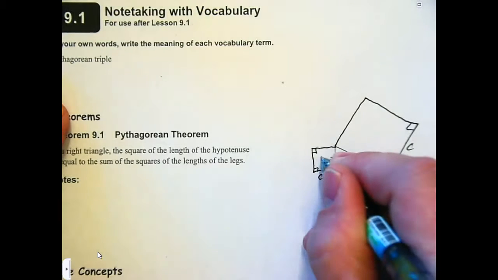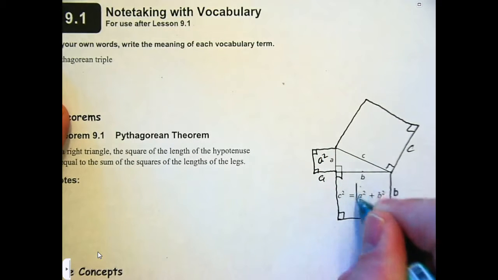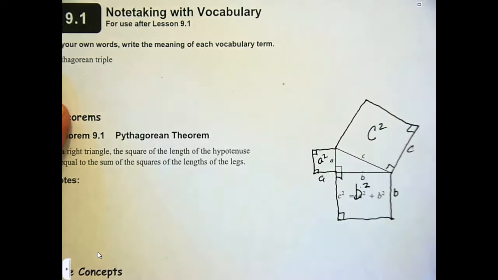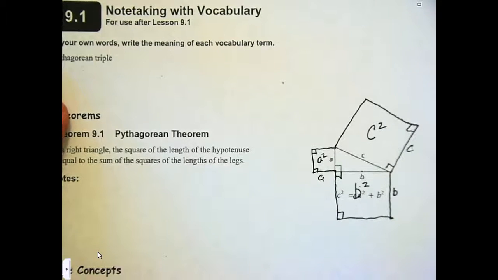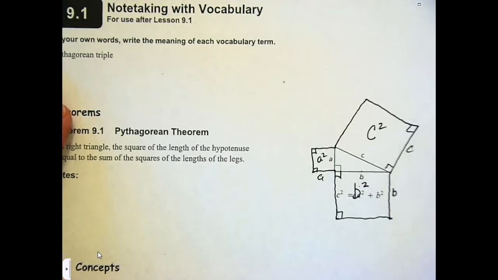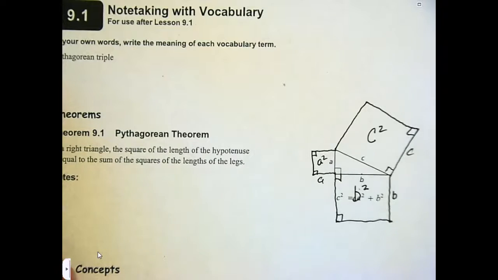It's saying the area of the square coming off of this side plus the area of the square coming off of this side is equal to the area of the square coming off of this side. That's one way to prove it. We're not going to do that, but you could go through and actually spend time making those. Okay? That's a squared plus b squared equals c squared.